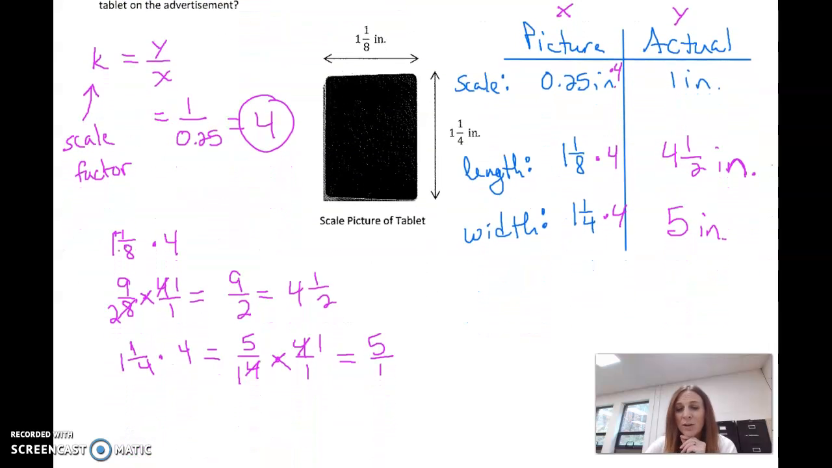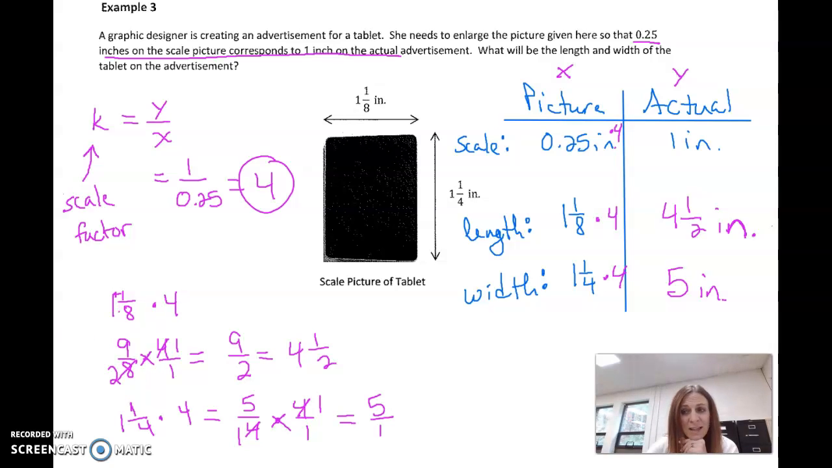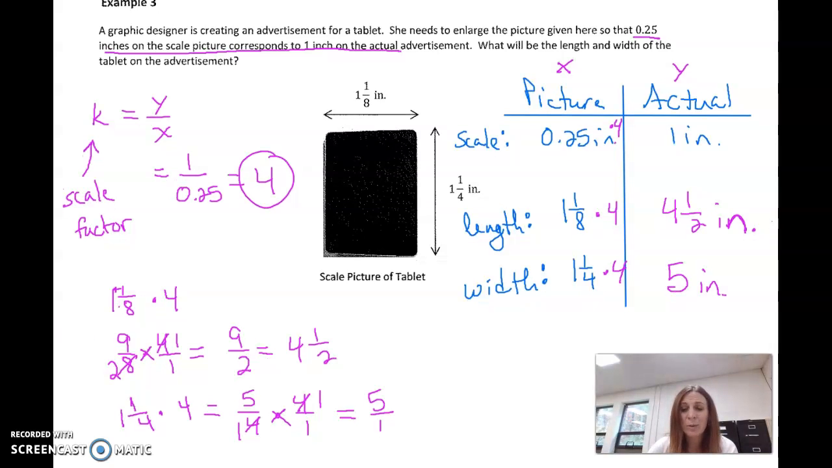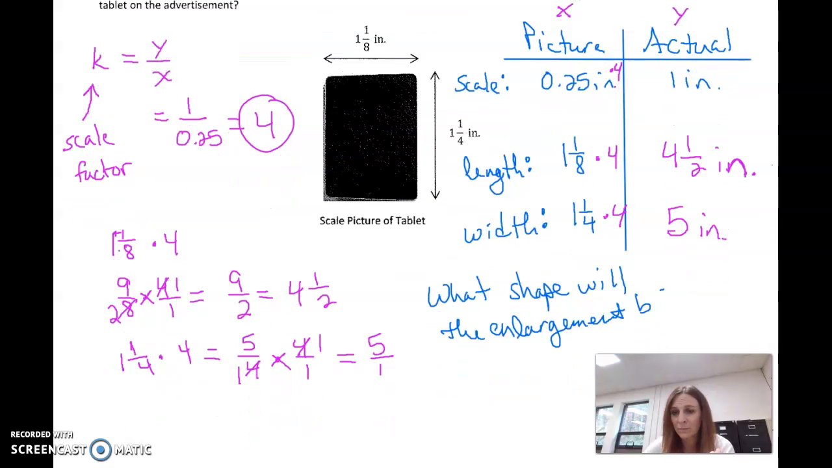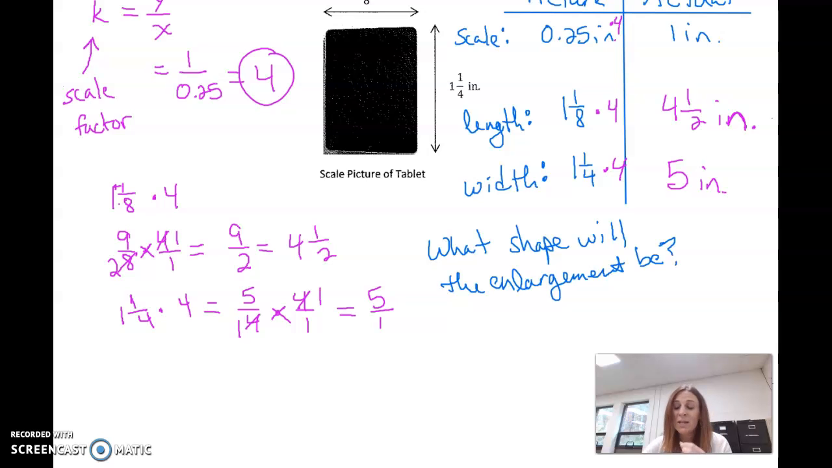One question that's not on here, but I want you to be aware of for your homework, is what shape will it be? If this is the scale picture of the tablet, when we enlarge it, because she needs to enlarge it, what shape will it be? The reason I point this out is, we just make this bigger, right? Is it going to change its shape? Is it going to go from this rectangle-ish figure to a triangle? No. So keep in mind when you're doing your homework that when we're enlarging or reducing, the shape is staying the same.